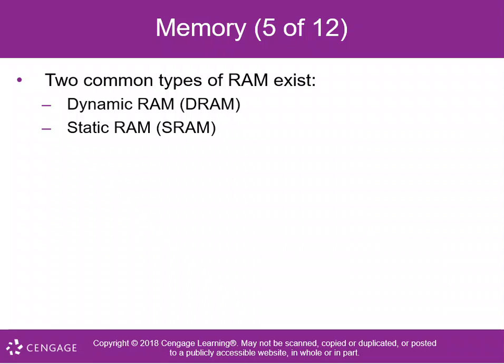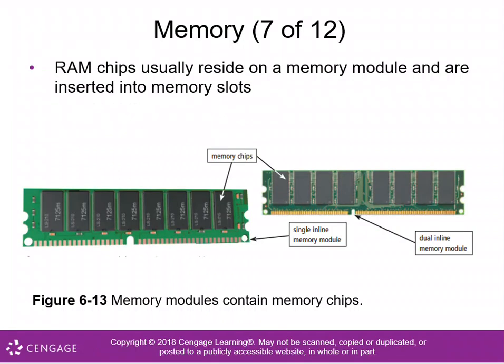Okey, so secara ringkas. Okey, next. This is RAM chips usually reside on a memory module and are inserted into memory slots. Okay, sini pun kita dah tengok last class. Okay, RAM ni dia akan dimasukkan ke dalam memory slot. Okay, so this is the memory chip. Okay, yang hitam ni. Okay, and this is single inline memory module, dual inline memory module.